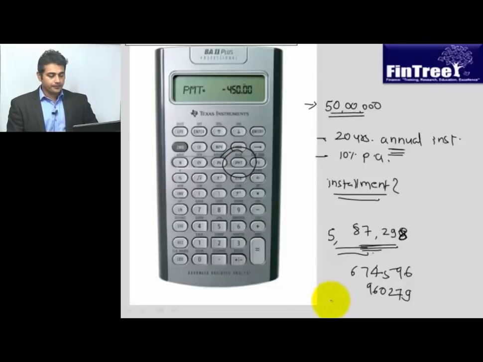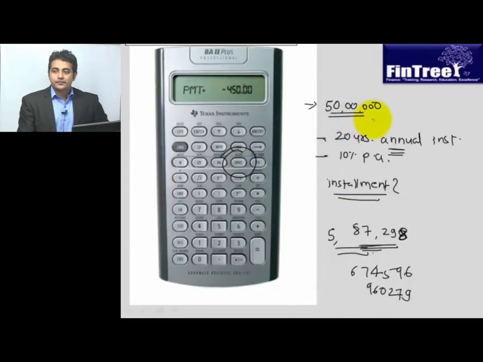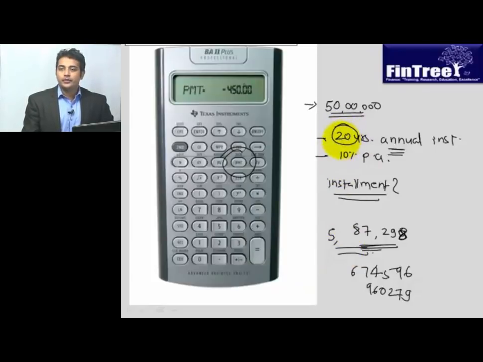Second, clear TVM. 50 lakhs. This is the amount of loan that you have taken today. So you would say 50 lakhs is your present value. Then how many installments are you going to pay in? 20. So you would say 20 is your N. And your interest rate is 10. So you would say 10 is your IY.